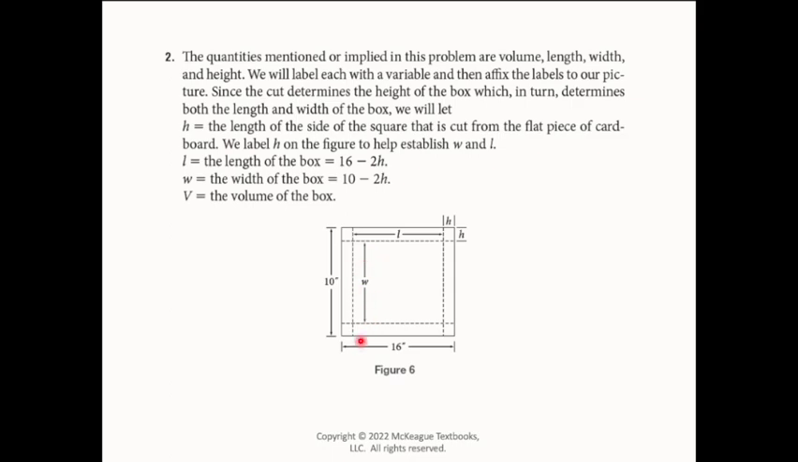And then we're going to apply that same idea to the length. The entire length before we cut out the squares is 16. When we cut out the squares, what's left, which is going to be the length of the box, is going to be 16 minus this h and this h, so 16 minus 2h. And then we're going to label v for the volume.